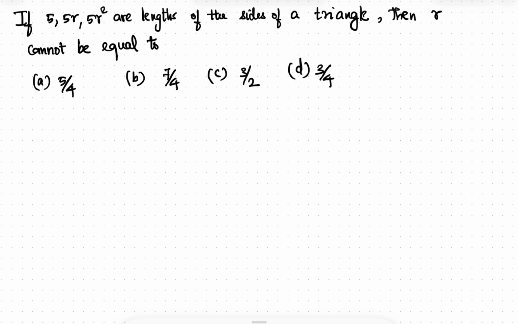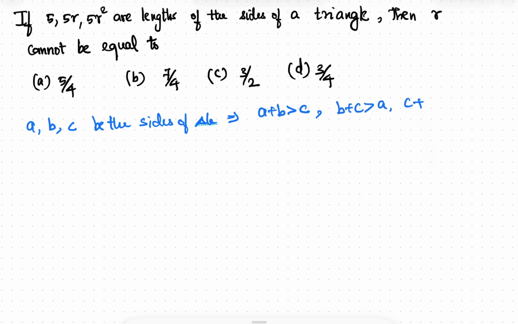They have given us three sides of the triangle, which are 5, 5r and 5r square. In order to use the triangle inequality, let A, B, C be the sides of the triangle. The triangle inequality states that the sum of two sides has to be greater than the third side. So B plus C should be greater than A, and C plus A should be greater than B. So this is your triangle inequality, right?